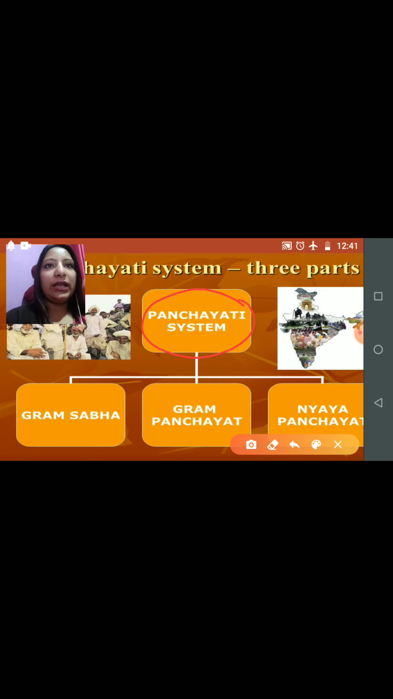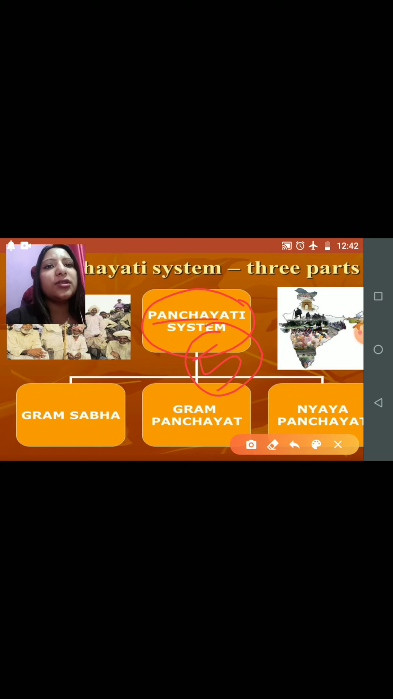Local self government at the rural level functions under the panchayati system, or panchayati raj system. You need to first understand what the panchayati system is. In India the system of panchayat is very old. The word panchayat means a group of 5 people, that is why panch. Since ancient times it has been a custom for a village to elect a group of 5 elders so that they would deal with local problems and solve disputes among the villagers.